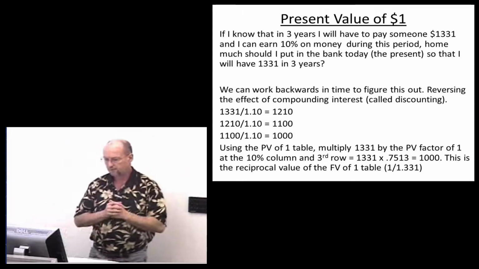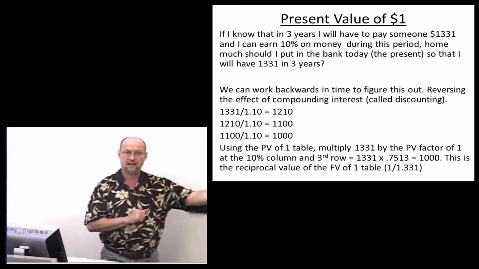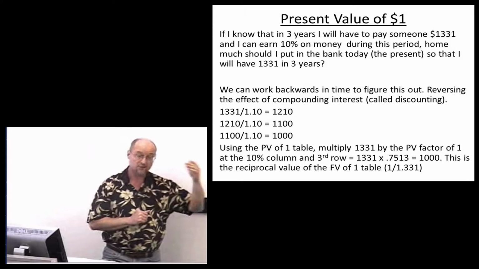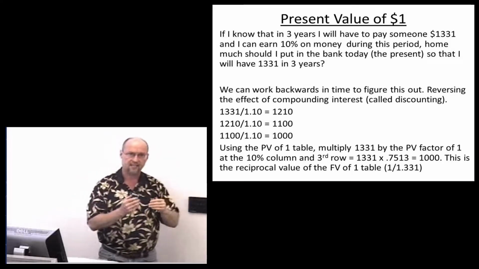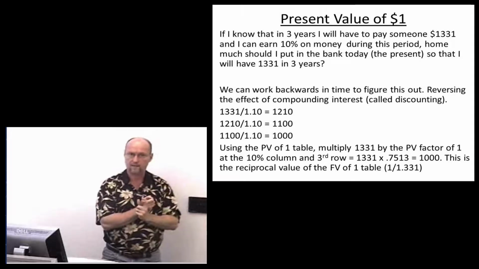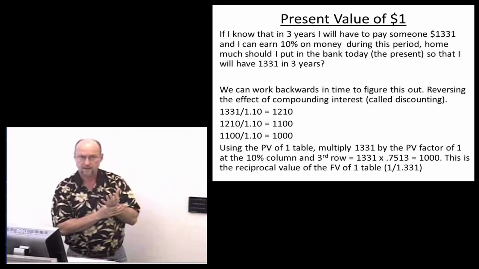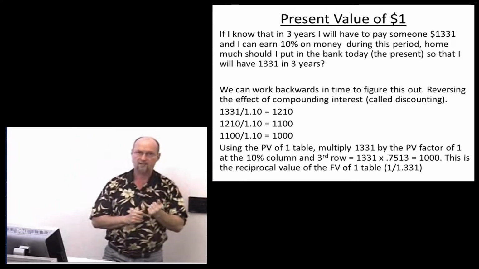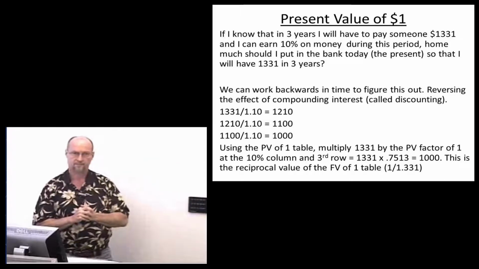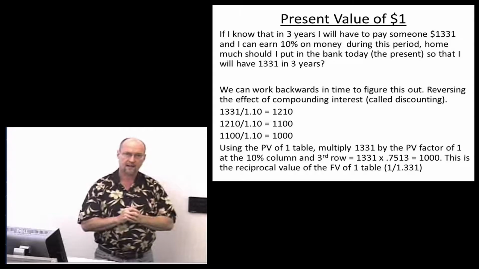Now, suppose I said we want to have $1,000 3 years from now. All of a sudden, it's like, well, now I don't know what the number is, but what I can do is divide 1,000 by 1.1, and that would give me 909. I happen to know that number. Then I would take 909, divide it by 1.1, that would give me 826. And then I would take 826 and divide it by 1.1, and that would give me 751.